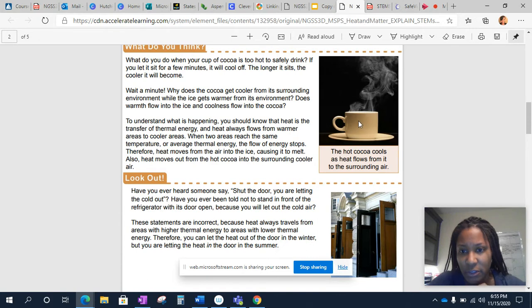So let's study the picture here. In this picture, I see the steam coming off of the hot cocoa. It's cooling as heat flows from it to the surrounding air. So heat is leaving the cocoa into the surrounding air. Whereas when you have that glass of ice, the heat from the surrounding air comes into the ice, causing the ice to melt and become warmer.